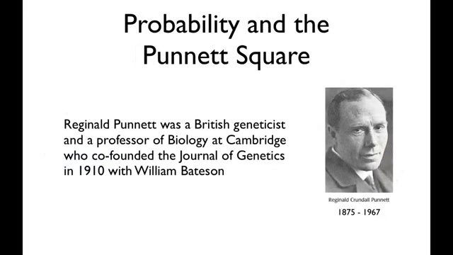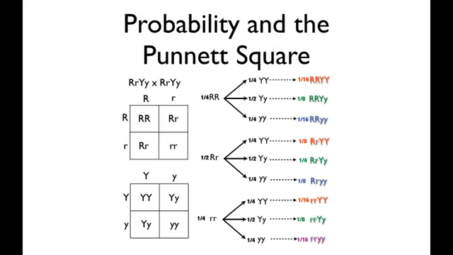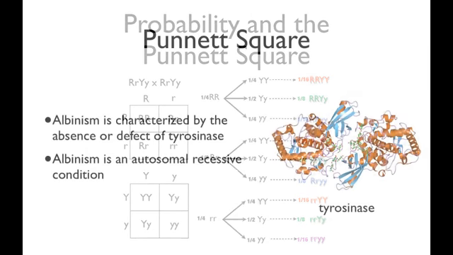Probability turns out to be a little messy when we talk about alleles, and this professor of genetics in Cambridge came up with a way to sort all this out. So I want to show you how to use this square and solve some basic genetics problems with it.